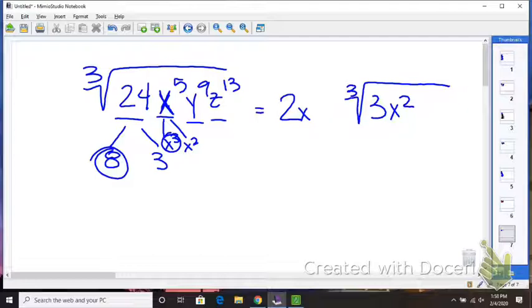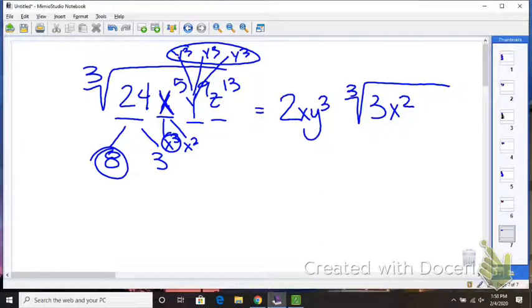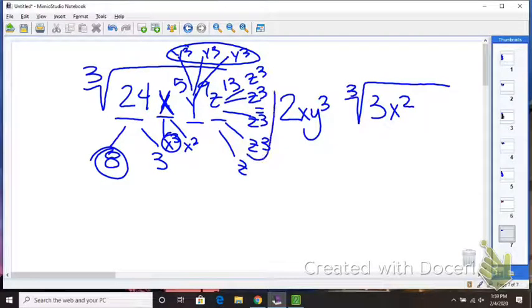Then I have y to the 9th. I'm going to break that up to y cubed, y cubed, y cubed. What am I taking out? Y cubed. I can take out 3 of them. And then I have z to the 13th. So I have z cubed, there's 6 of them, 9, 12, and 1 left over. So what am I putting on the outside here? Z to the 4th, and I'm leaving in just the z.